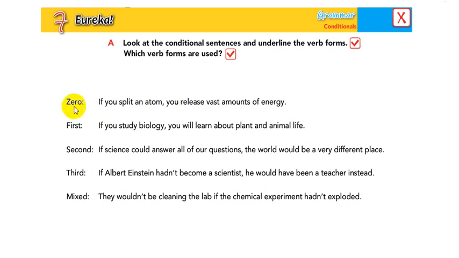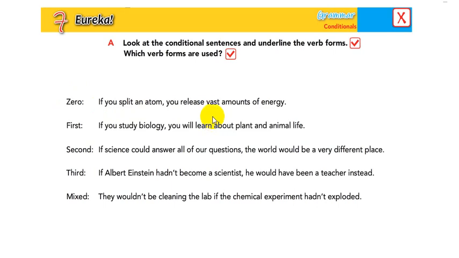Let's have a look at this example. If you split an atom, you release vast amounts of energy. So, what is this conditional? It is the zero one. Who can tell me the form of the zero conditional? I asked one of the students as a kind of reminding the students of the lesson they took before. One of the students, of course, will tell me, and it's if plus present simple and present simple.